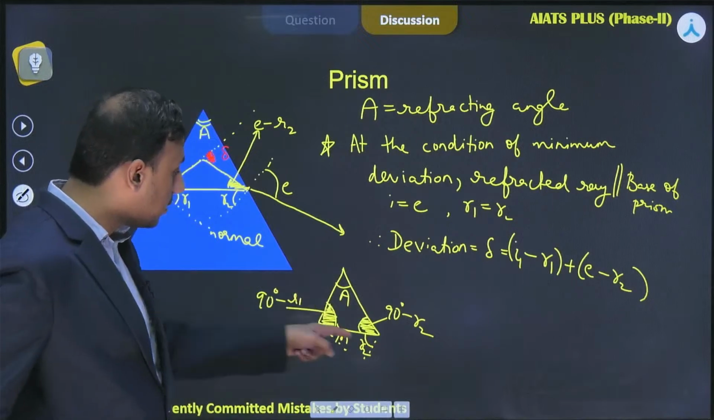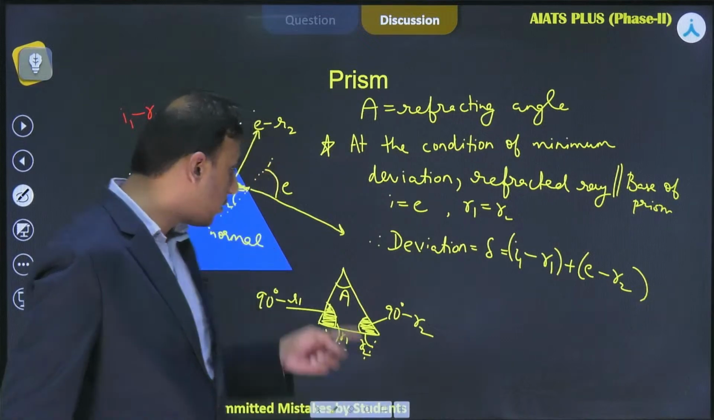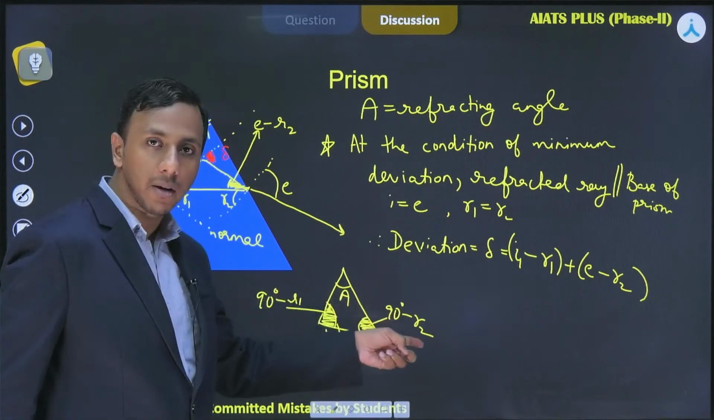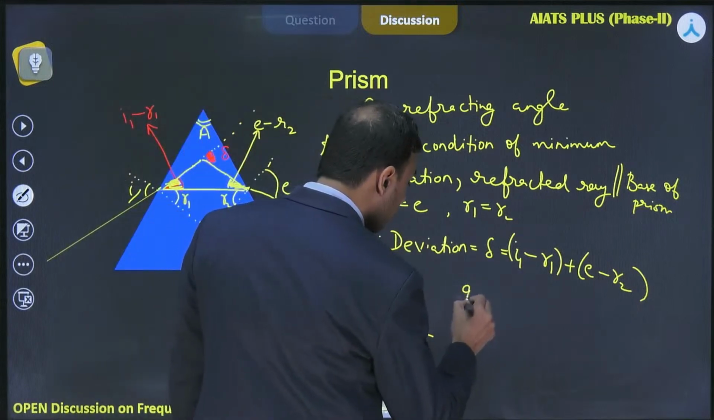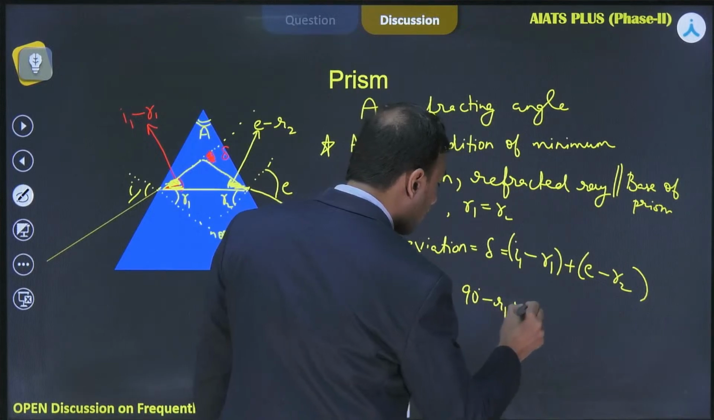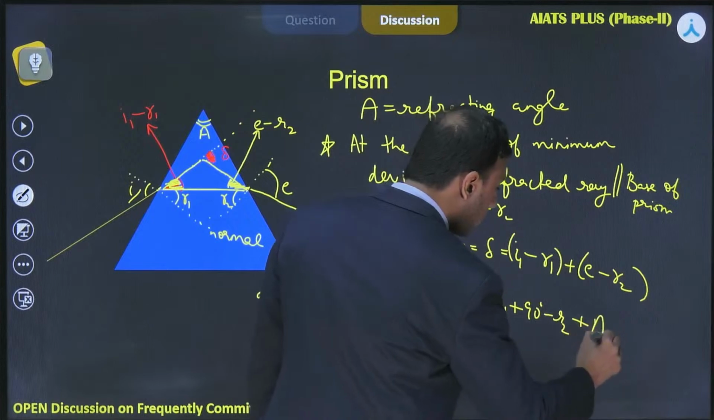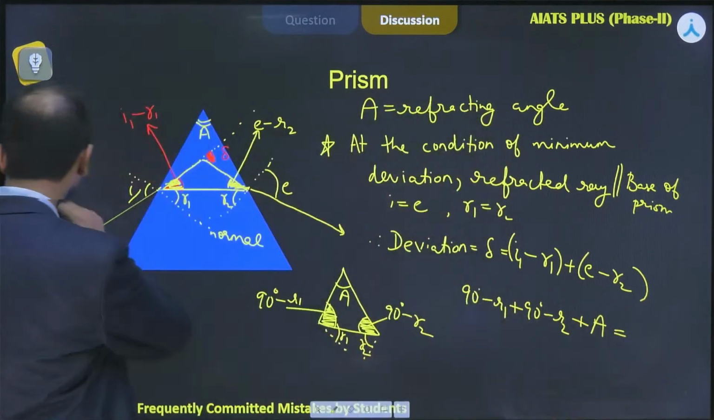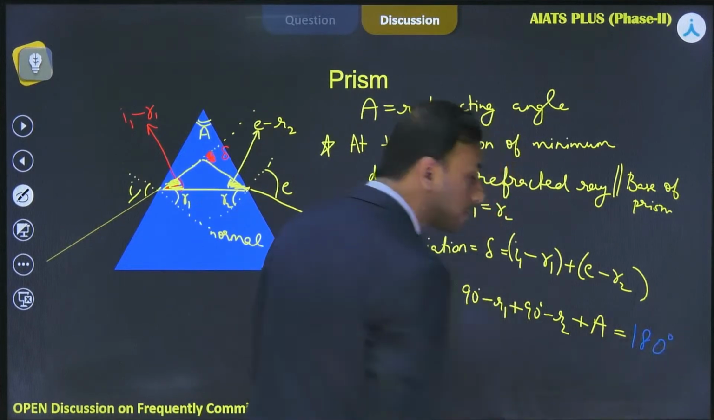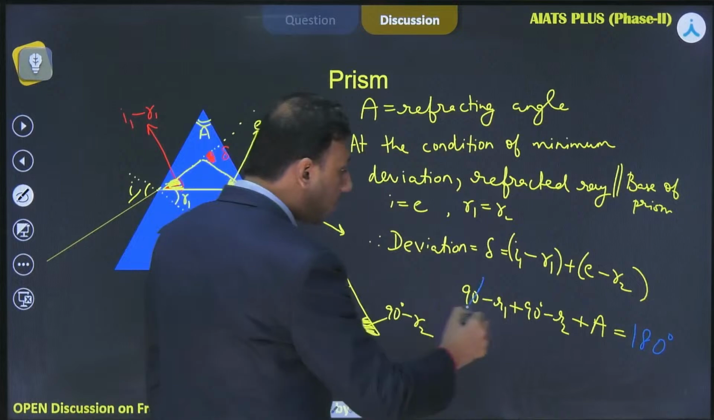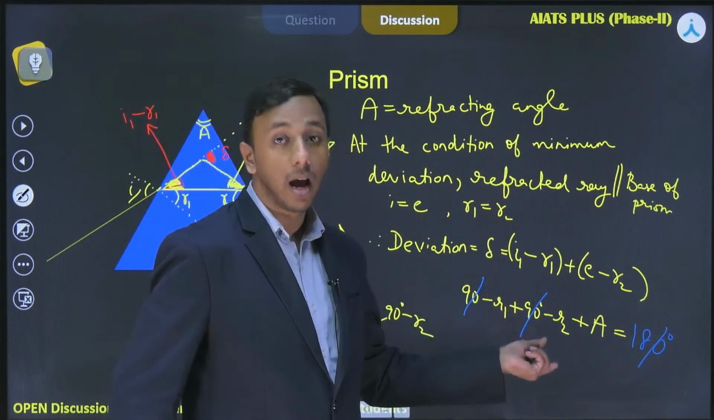And this is a triangle, so if you sum all these three angles, it would sum up to 180 degree. So A plus 90 degree minus R1 plus 90 degree minus R2, it would become 180 degree, right? So that means if you simplify 90 degree minus R1 plus 90 degree minus R2 plus A, this becomes how much? This becomes 180 degree, right? And 90 plus 90 is 180, so it will get cancelled. So what does A become? A is nothing but R1 plus R2.